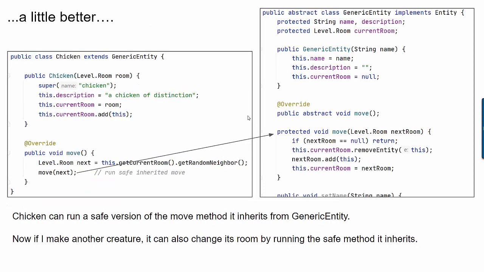So this would be a little bit better. This is the same kind of idea. Here's chicken. Inside chicken, we're going to run a move method and give it the next room we're trying to move to. This move method gets inherited from generic entity, and it does all the updating. Here we're saying if the room that we're trying to move to is null, then don't do anything. Otherwise, let's remove ourselves from the current room, let's add ourselves to the next room, and let's change our own room to be the next room. What's nice about this is that if I'm going to add more creatures, all the creatures have access to this move method, which is the safe way to change their own rooms.